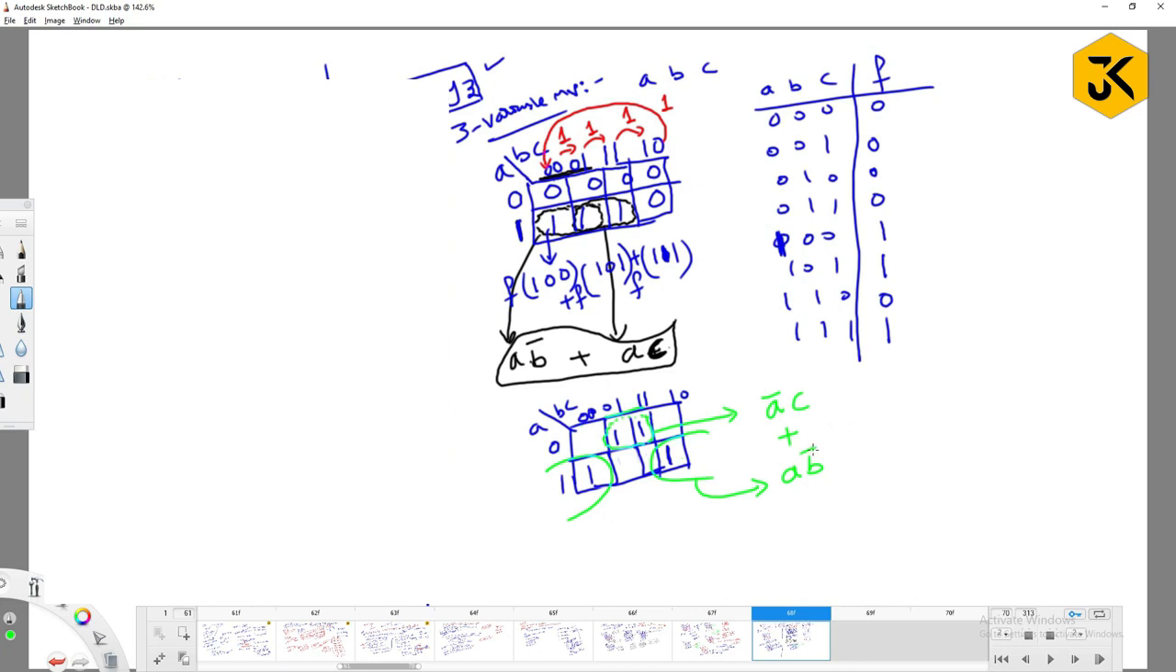Is it okay? C number? Okay, it should be C only. It should be C bar. A bar C plus A C bar. Okay, try to think about this one.